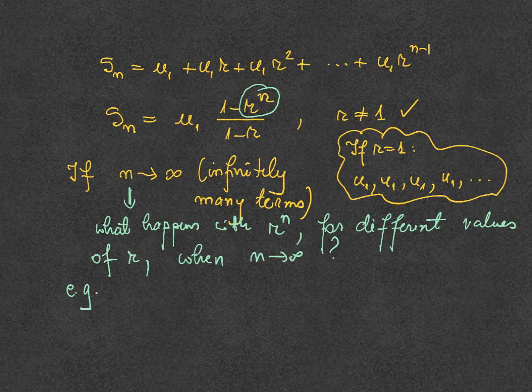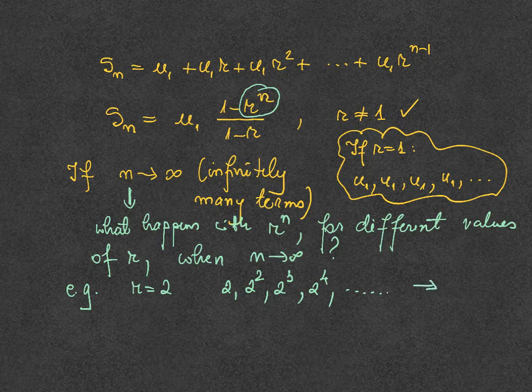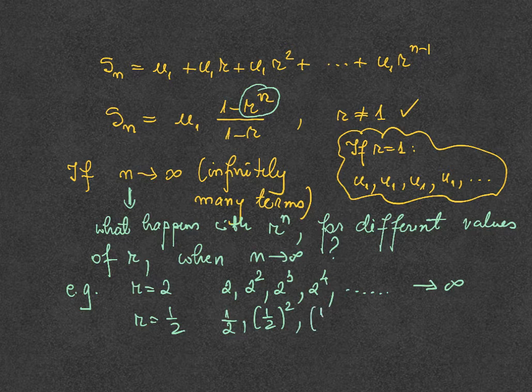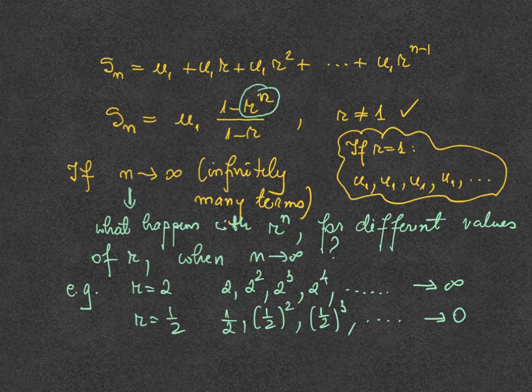For example, if r is 2, I will get 2 to the power of 1, 2 to the power of 2, 2 to the power of 3, 2 to the power of 4, 2 to the power of 1,000, to the power of a million, which approaches infinity. But if r is 1 over 2, I'm going to get 1 over 2, 1 over 2 squared, 1 over 2 cubed, and so on, and see how it approaches 0, because the numbers get smaller and smaller. If I multiply by a half every time, the number gets smaller. What happens, for example, if r is negative? That's a question we're going to answer.